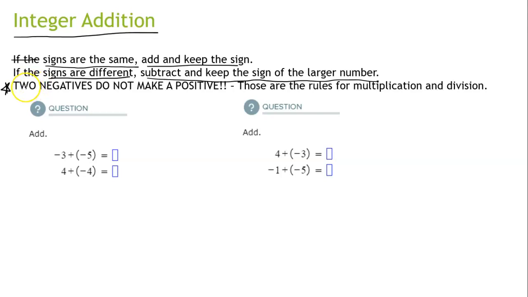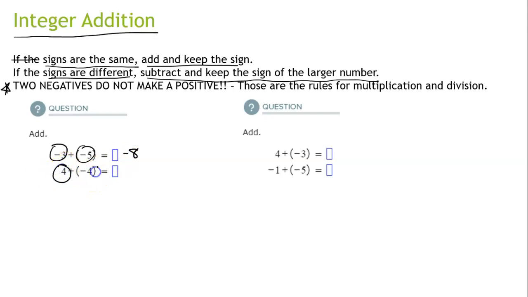Two negatives do not make a positive. Those are the rules for multiplication and division. That does not work for addition and subtraction. You want to think of positive numbers like earning money and negative numbers like spending money. So if you spend $3 here and spend $5 more here, then you did not earn $8, you spent a total of $8. So the signs were the same, we add and we keep the sign.